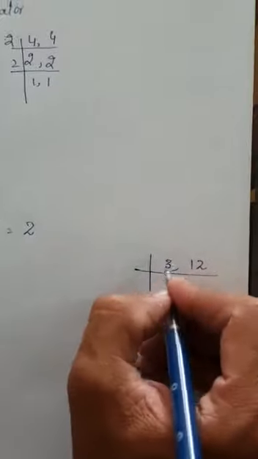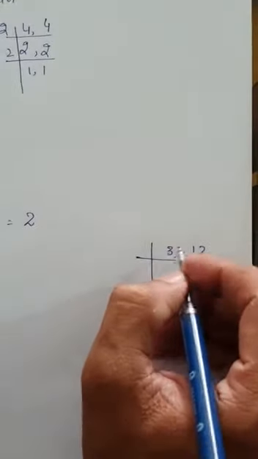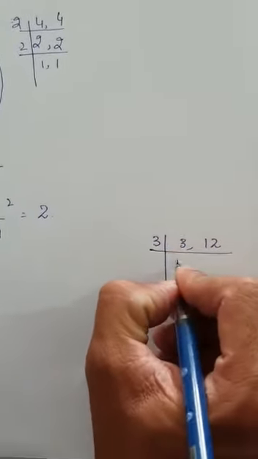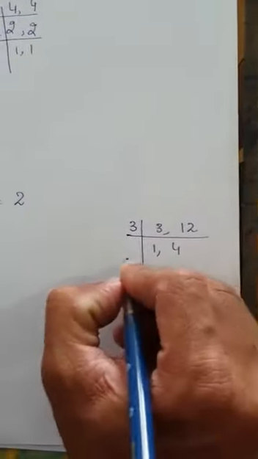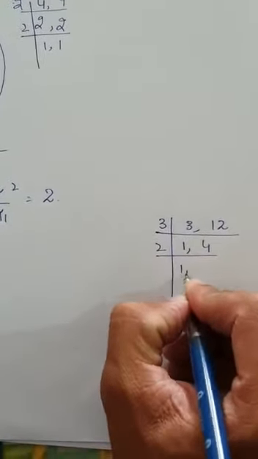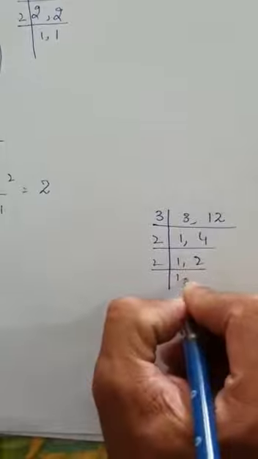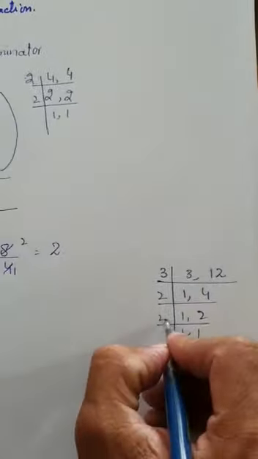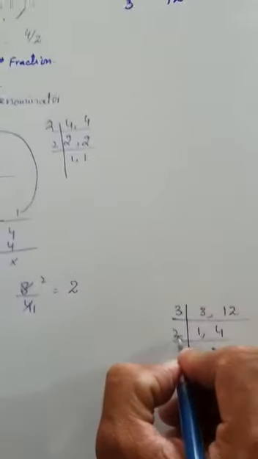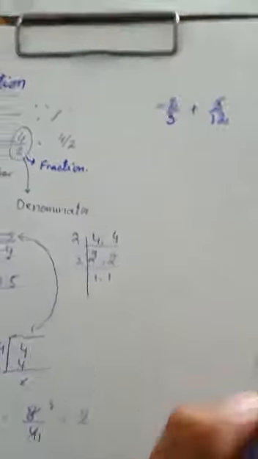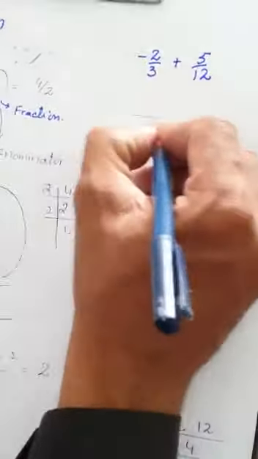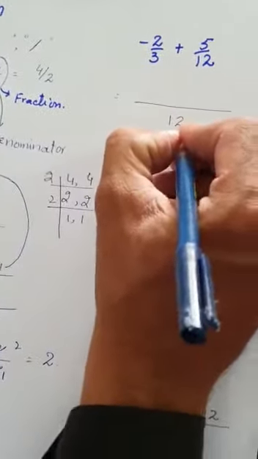First of all, 3 is an odd number, starting with the 3. 3 ones are 3 and 3 fours are 12. After this, 2 ones are 2 and 2 ones are 2. Multiply all these three numbers. 3 twos are 6 and 6 twos are 12. That means 12 will be our LCM. So I have written 12 here.